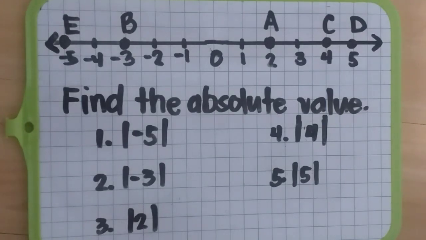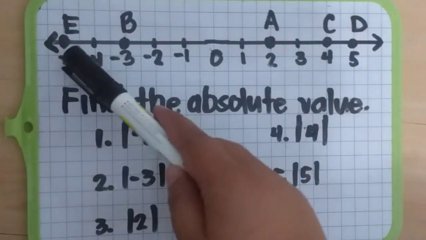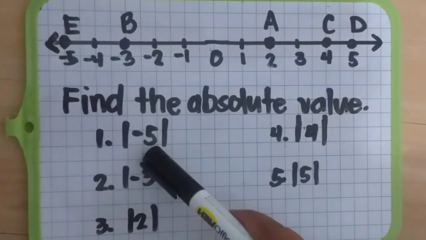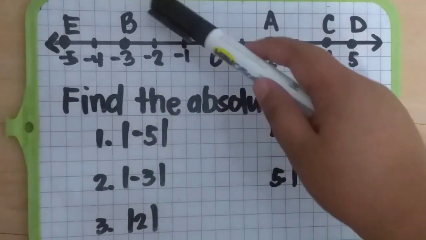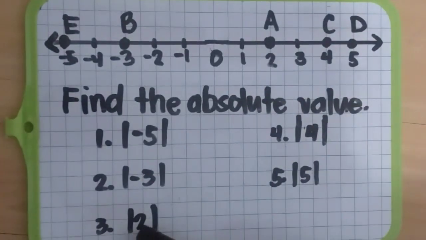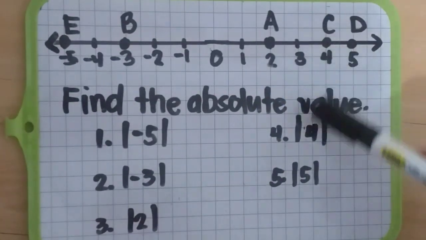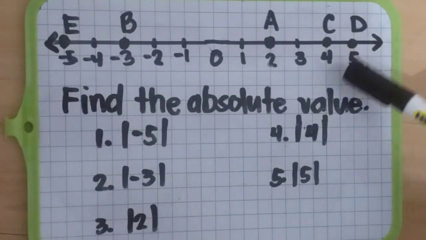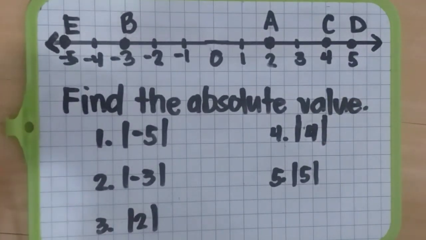Ngayon naman ay aalamin natin ang absolute value ng mga given numbers. So, I have here point E with point negative 5. Ang ating B ay negative 3. Ang ating A ay positive 2. Ang ating C ay positive 4 at ang D ay positive 5. So, alamin natin. So, from here, ano daw ang absolute value ng negative 5?